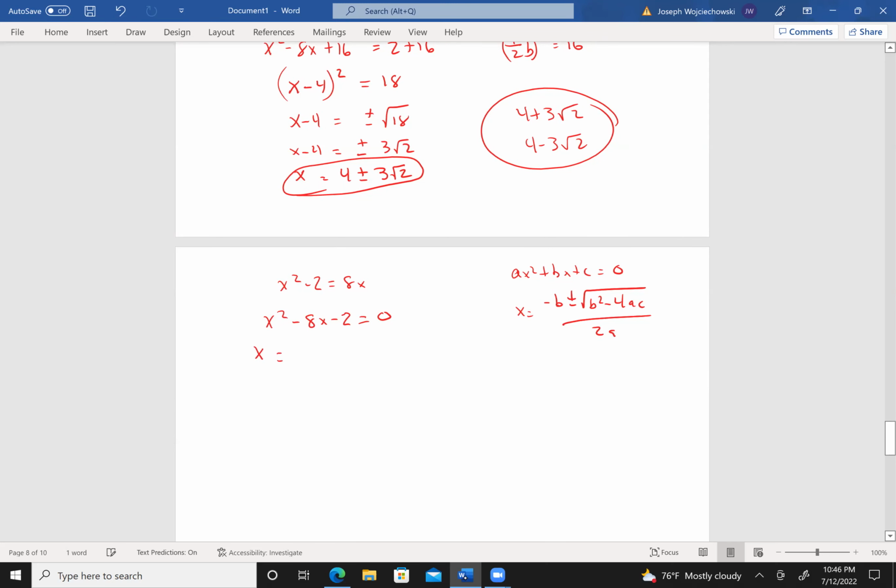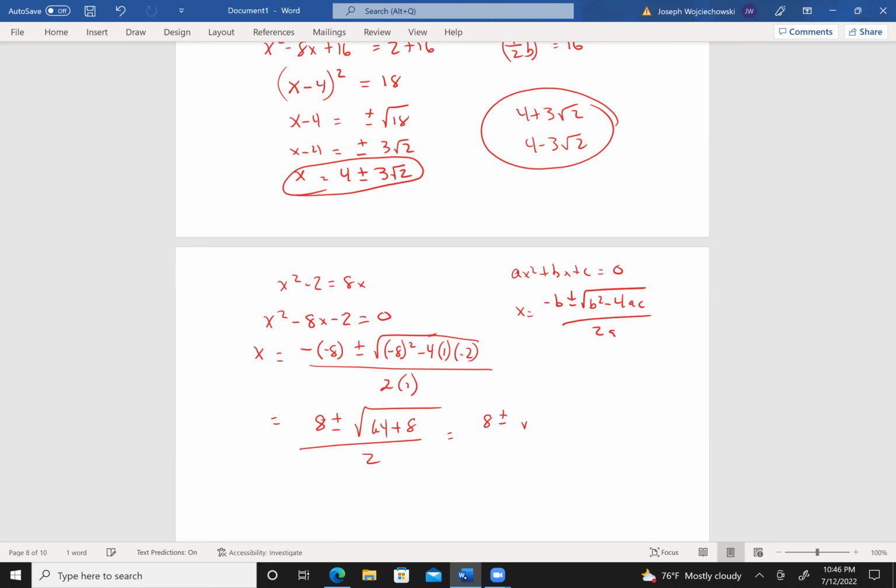X is equal to negative b. So the negative of negative 8 plus or minus the square root of b squared, negative 8 squared, minus 4 times a, which is 1, times c, which is negative 2, all over 2 times a, which is 1. So what am I looking at here? I'm looking at a negative of negative 8, which is 8, plus or minus the square root of 64 plus 8 all over 2, which is 8, plus or minus the square root of 72 over 2.